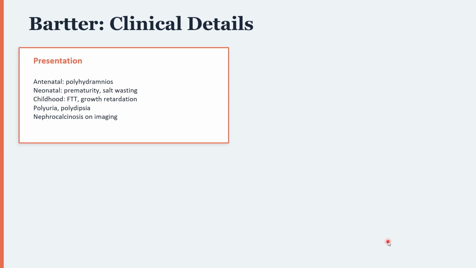Let me give you more clinical depth on Bartter. Bartter typically presents early. In the most severe forms, you see polyhydramnios in utero because the fetus is making enormous amounts of dilute urine. Neonatal presentation includes prematurity and severe salt wasting. During childhood, failure to thrive and growth retardation is seen, and nephrocalcinosis is often the finding that prompts the workup.